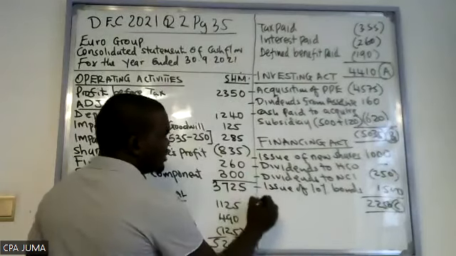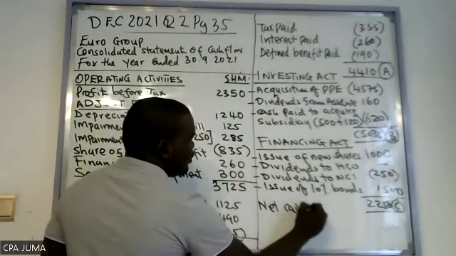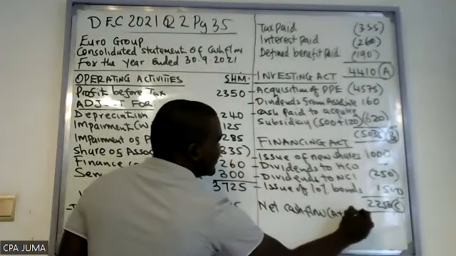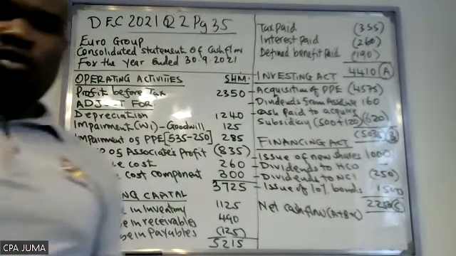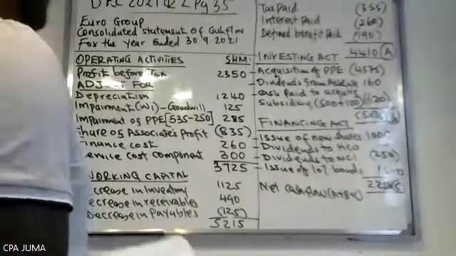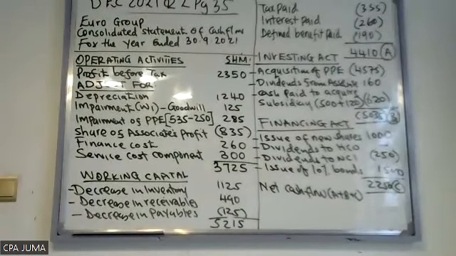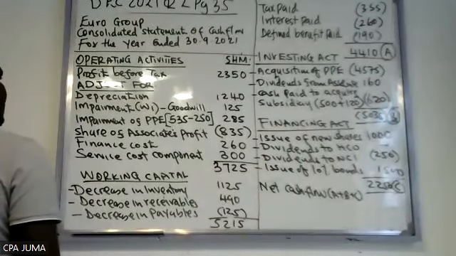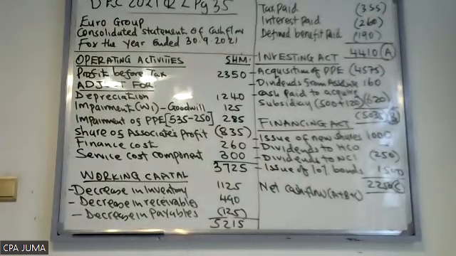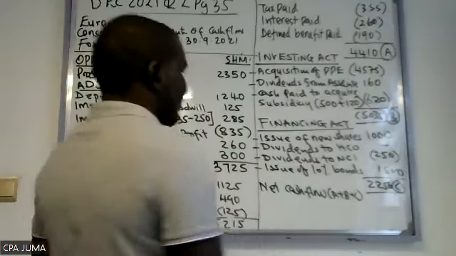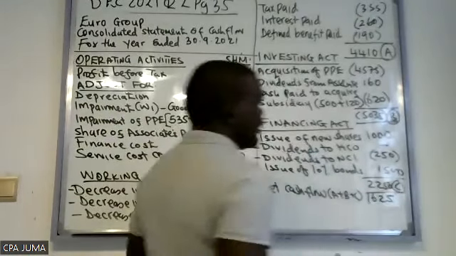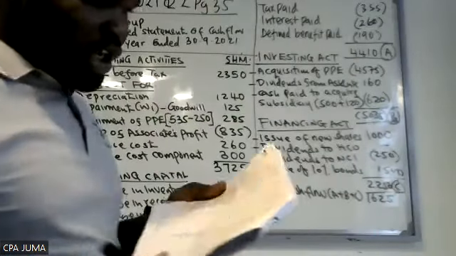$22.50. Positive. Therefore, net cash flow is A plus B plus C. How much? $16.25.